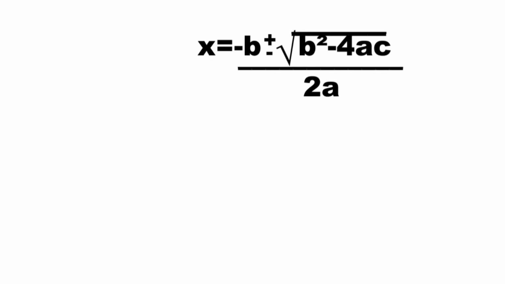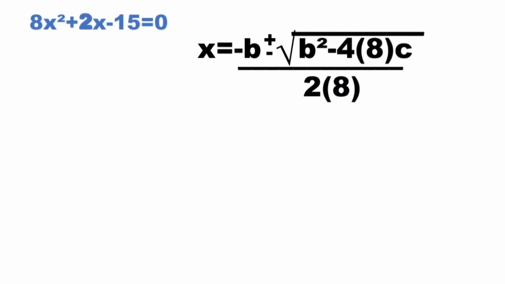So let's have an example of how to use this one. We have here 8x squared plus 2x minus 15 equals 0, where 8 is a, 2 is b, and negative 15 is c. So let's substitute a. We have 4 times 8 over 2 times 8. This is the a of the formula.